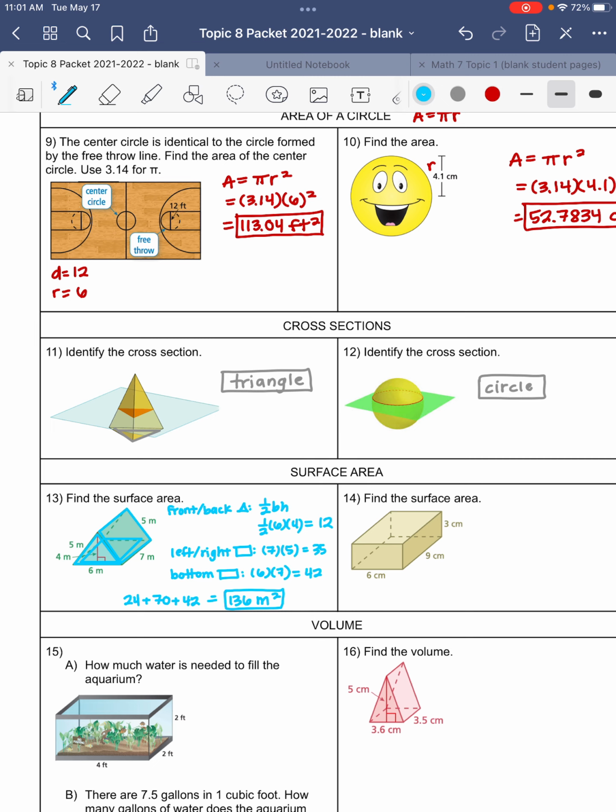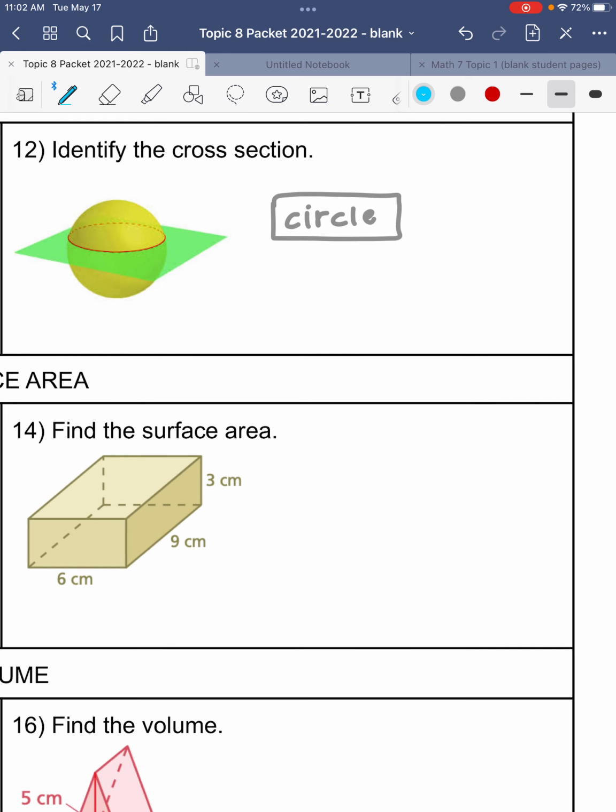Okay, now let's find the surface area of this rectangular prism. I could do it the same way I just did the triangular prism, or I could use my formula. There is a formula for surface area of a rectangular prism. It is 2 times length times width plus 2 times length times height plus 2 times width times height. Okay? So I'm going to use that formula.